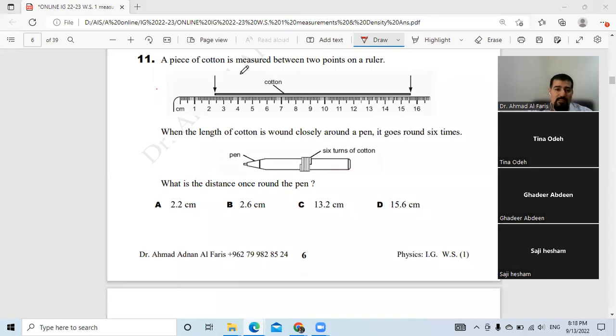Who can tell me how much here? How much is the distance in the initial position? It's 2.4. Yes, thank you. 2.4 centimeters.